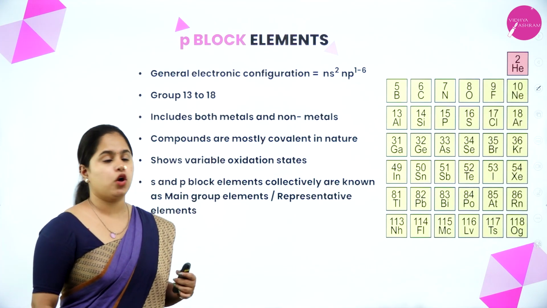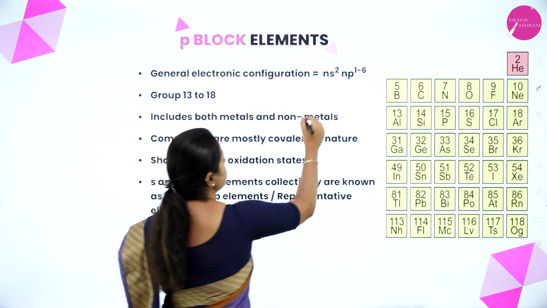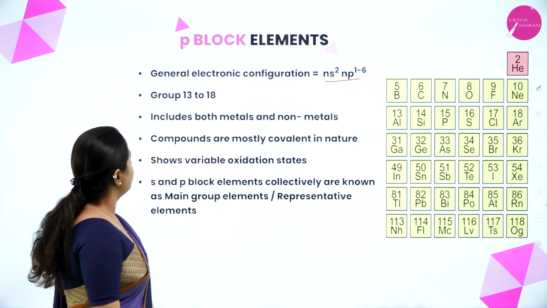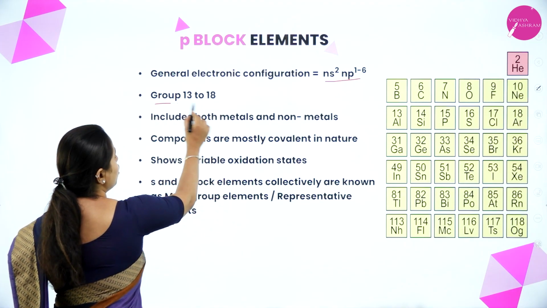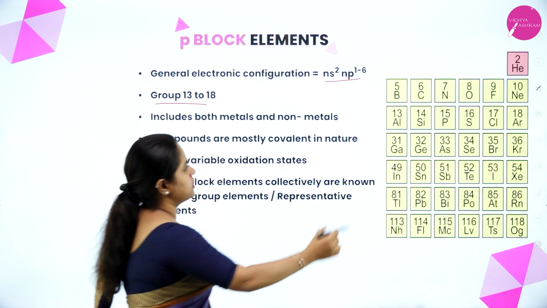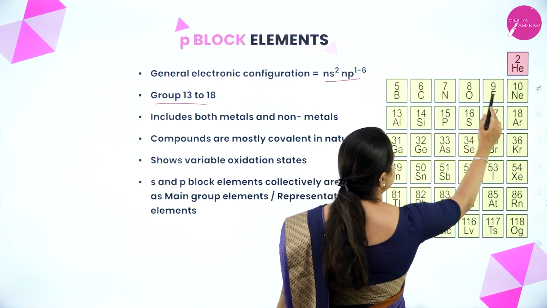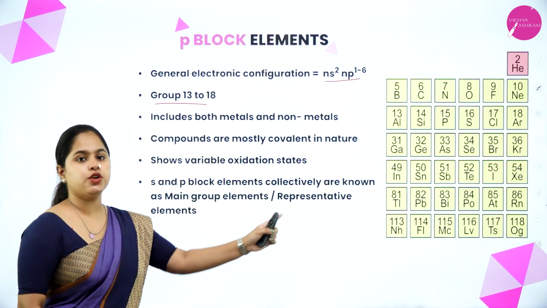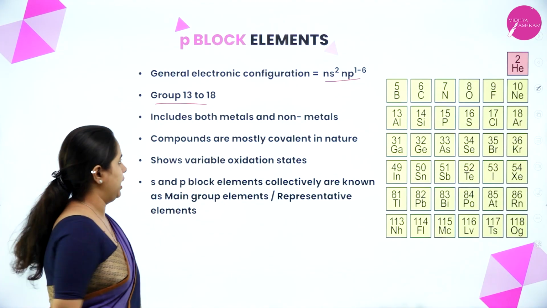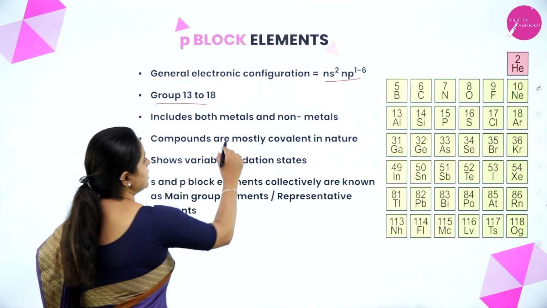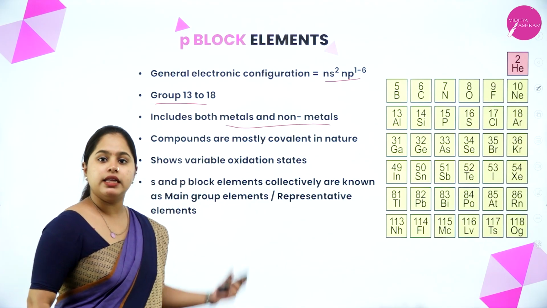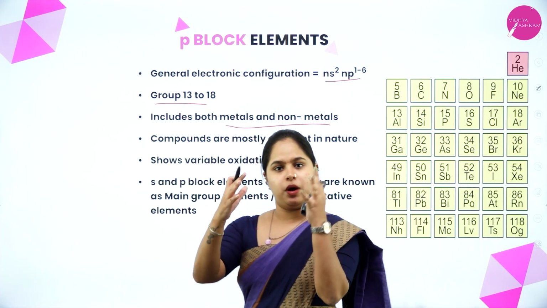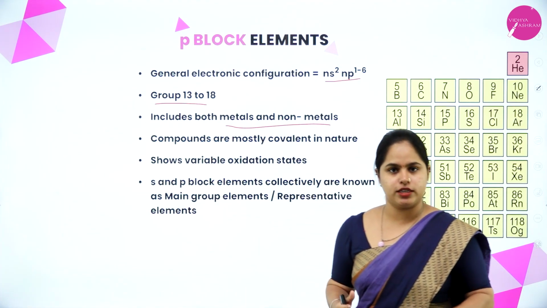So moving on to P block elements, the general electronic configuration is ns2 np1 to 6, right? And it is actually from group 13 to 18. Yes, this is 13, 14, 15, 16, 17 and 18. So from group 13 to 18 collectively is called the P block elements, and it includes both metals and non-metals, right? While we were discussing the table in the beginning, I mentioned which parts you can see the metals, non-metals, metalloids.